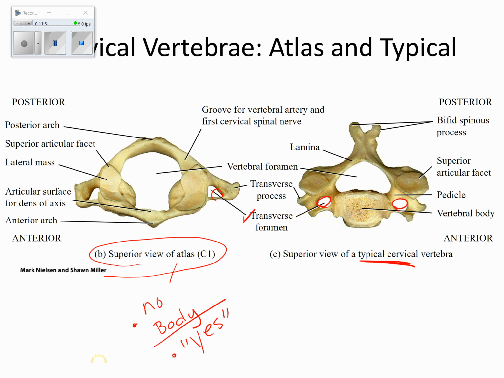Also, things that you should be able to label, and I will highlight those. The pedicle, of course, is this area here. The superior articulating surfaces. Be able to label the vertebral body, the transverse foramen, transverse processes, vertebral foramen, spinous process, and the lamina. So on the C1 and the C2, I just make you know the special structures, and then I make you label everything on the typical vertebra.